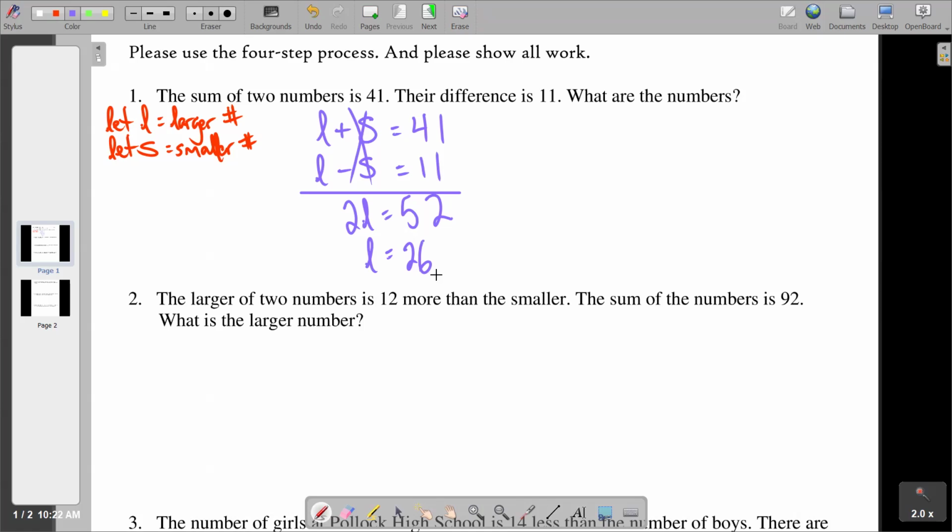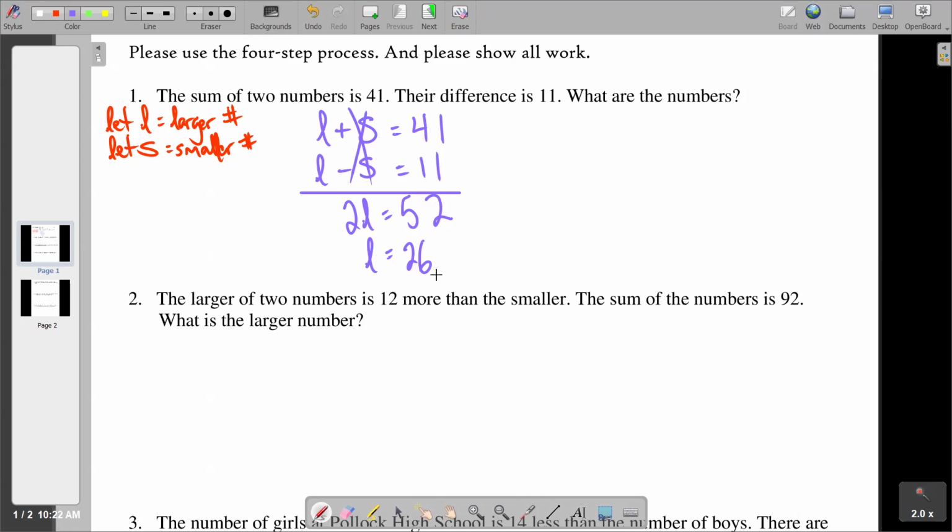You'd be done. You'll find you don't always have to go and find all the things, because no one's asking me for this. But in this case, I am. But if the problem had said, what's the larger number? You would be done. You'd write a complete sentence and say, the larger number is 26, period. But this problem says, what are both of them? And so we have to do our thing and find the other.